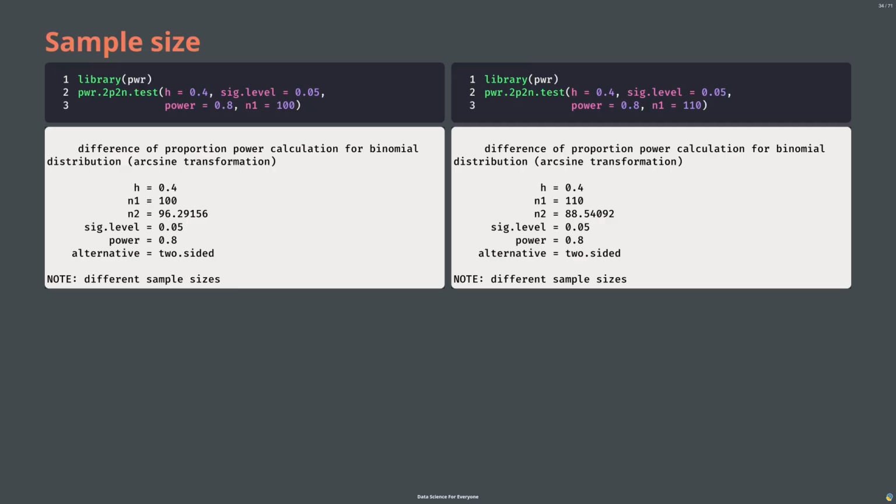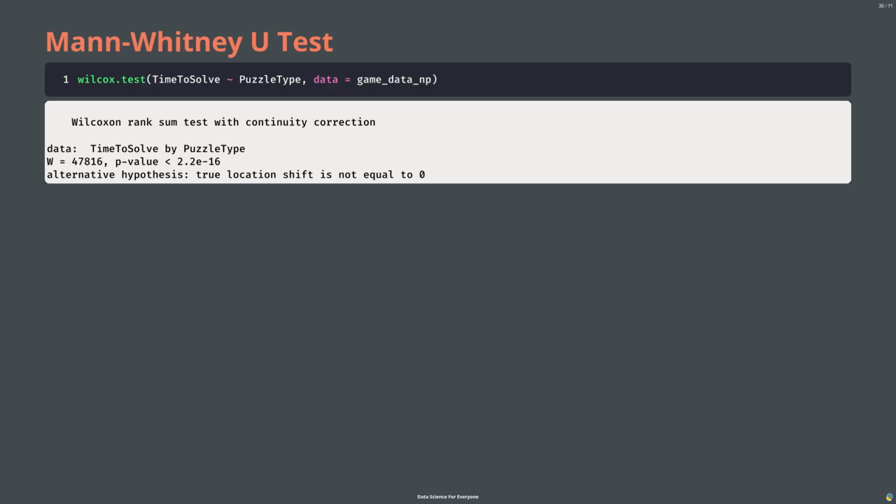stays roughly the same. We run the Mann-Whitney U test with the wilcox.test function using the format y tilde x, where y is the outcome and x is the group. The result is significant, meaning that there's a difference in the median time to solve the two types of puzzle. The test statistic W represents the sum of ranks. A smaller W value means that it's less likely our results happen by chance.